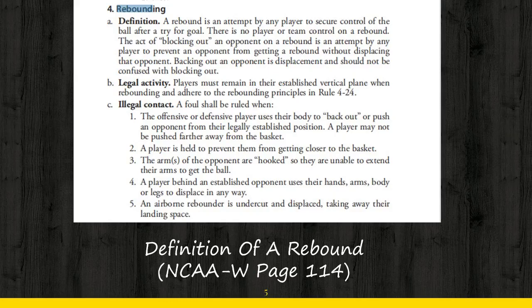One of the great things that the NCAA women's rulebook does is give us some officiating guidelines starting on page 110. On page 114, as you can see in the image, it gives us guidelines about rebounding. Pay close attention to blocking out, legal activity, and illegal contact.